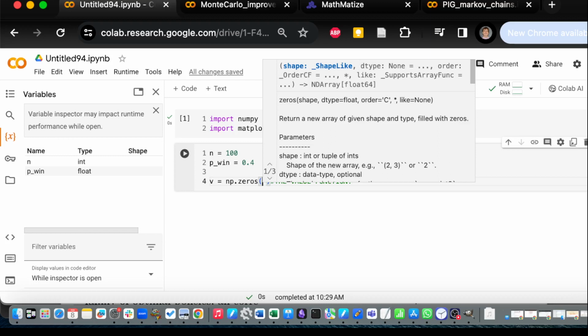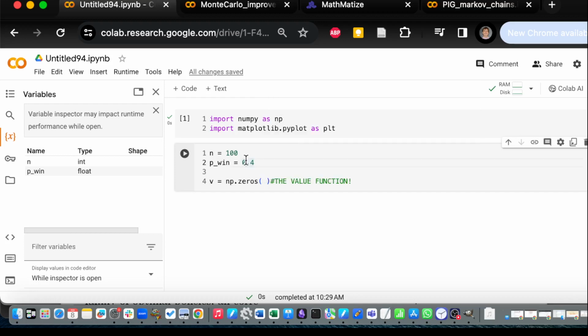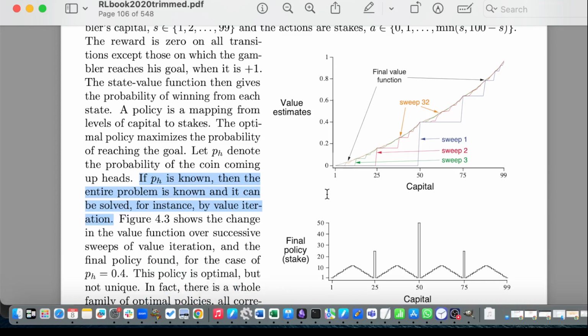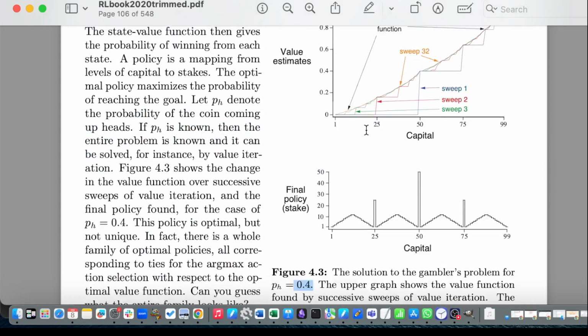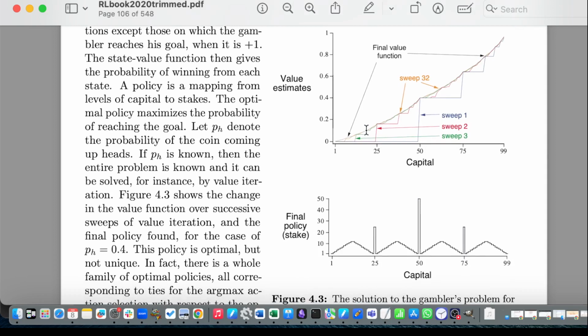Good question about p win being set as 0.4. Why did I do p win equals 0.4? Because I want to match what these guys did, and they had p win equals 0.4. We're going to run it, and we'll know our program is working if it looks like this. Later, after we have it running, we can change it.